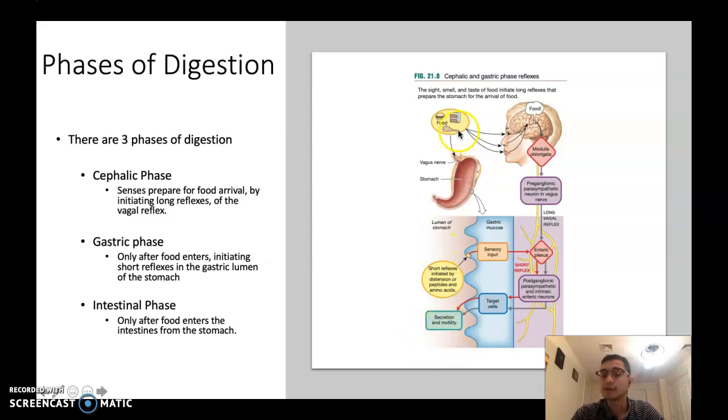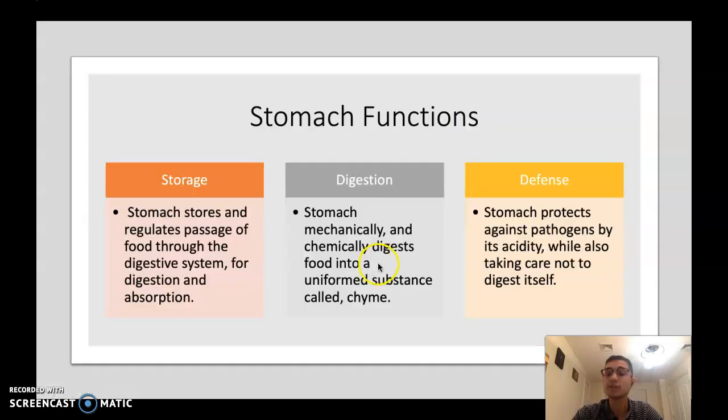On the left side of this figure, once food enters the stomach, we're also able to have the same initial reaction of the target cell and secretions, but this time it's through a short reflex instead of a long reflex as opposed to the cephalic phase. Lastly, we have the intestinal phase, where food after it leaves the stomach enters the duodenum through the pyloric sphincter. It's able to initiate the intestinal phase, as we're going to see later on when we also go over the anatomy of the stomach. So the stomach serves three basic functions, which are storage.